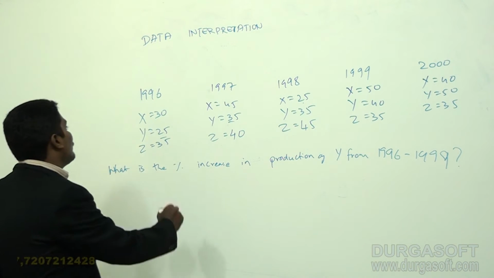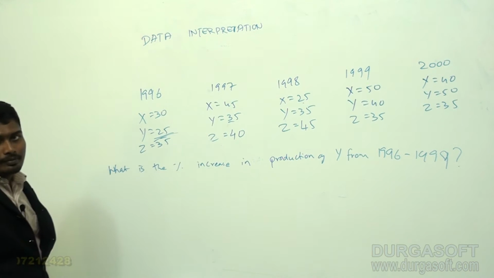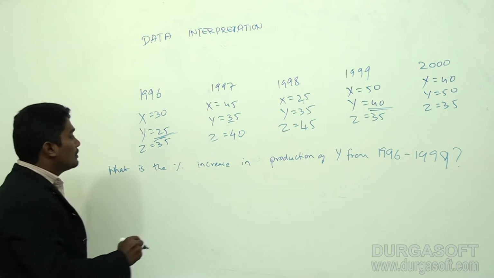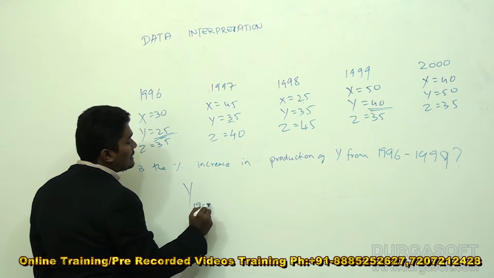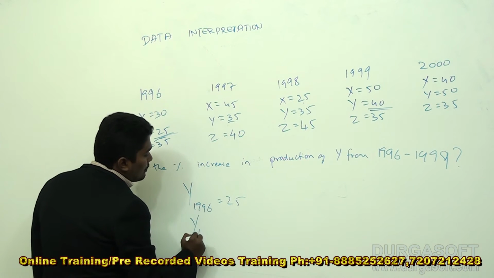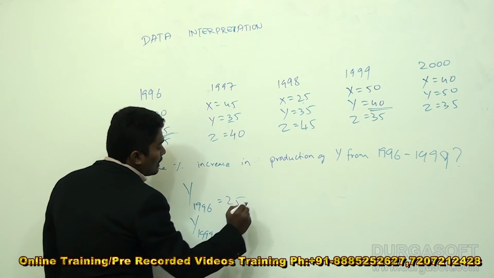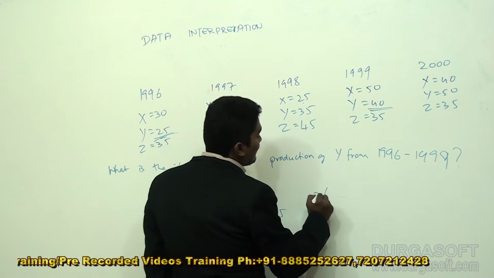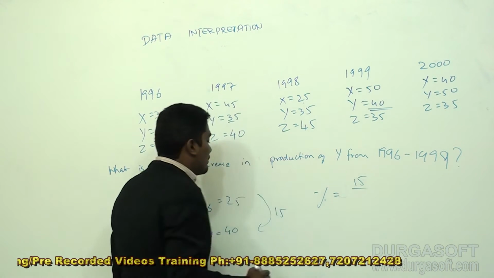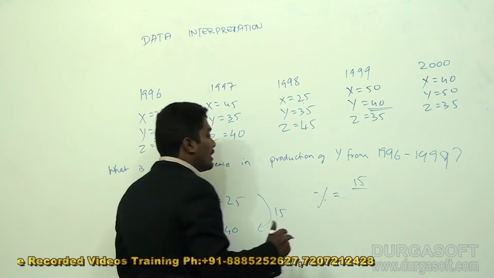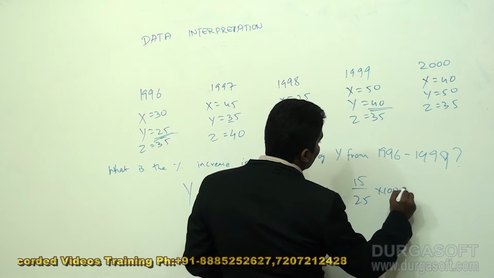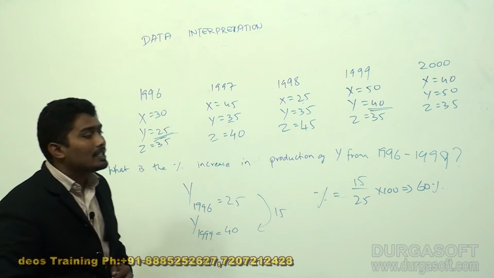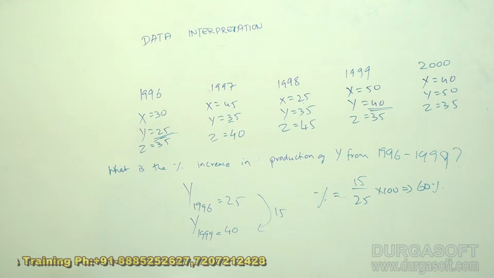In 1996, if you see, the production of Y is 25. In 1999, the production of Y is 40. The increase is 15. I will need to calculate the increase percentage. The increase percentage value will be equal to 15 by the base. Base is nothing but 25. 15 by 25 into 100, which is nothing but 60 percentage. So the answer for this fifth question is 60 percentage.